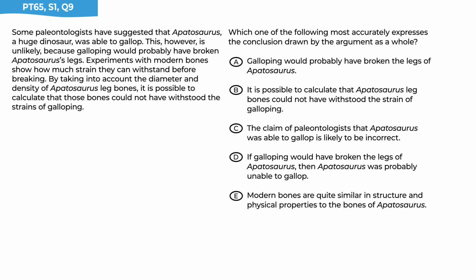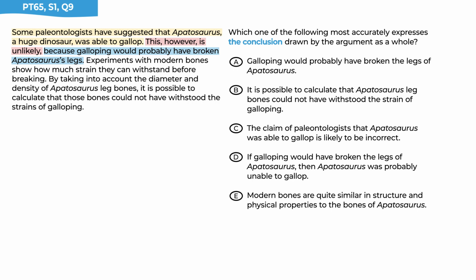All right, welcome back. In this one, the question stem asks us to find the conclusion. So we know we're looking for the main point. And then we have, some paleontologists have suggested that Apatosaurus, a huge dinosaur, was able to gallop. Notice how the author is attributing this view to the paleontologists. And then it goes on to say, this, however, is unlikely. And that, however, is the pivot. And this is unlikely seems to be refuting the paleontologists' suggestion.